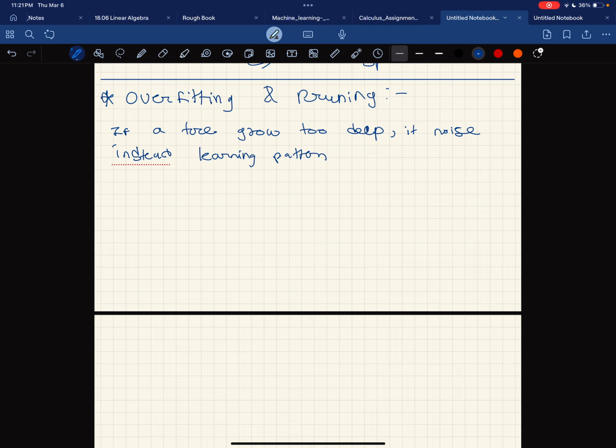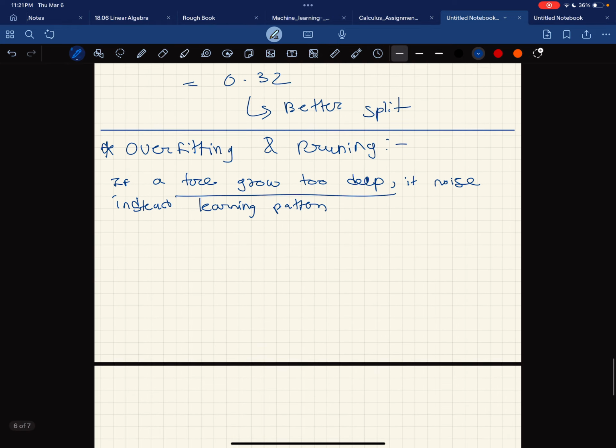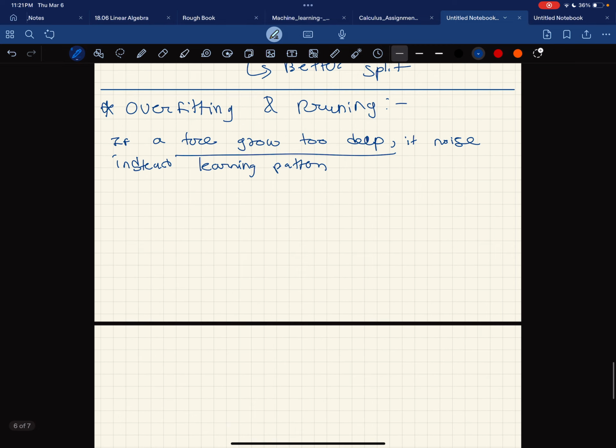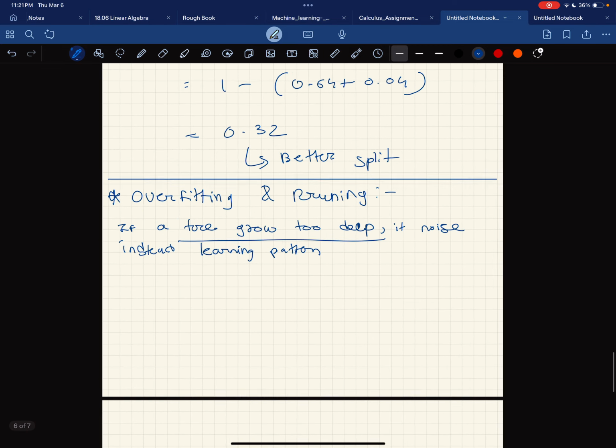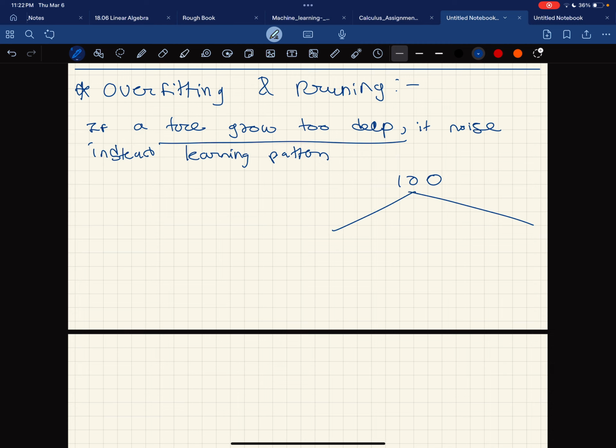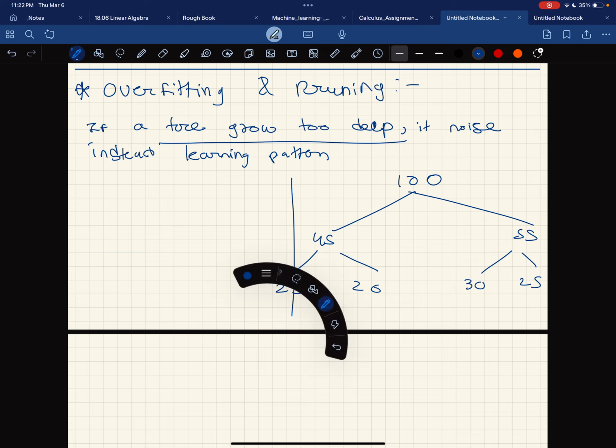So what do you mean by tree grows too deep? When the Gini impurity is above 0.4, we are getting the higher entropy data. So let me take a higher 100 samples, out of which 45 lie here, 55 lie here, again 25, 20 here, it's 30, 25. If this kind of split remains, then it's creating noise, and this is a nonsense decision tree.